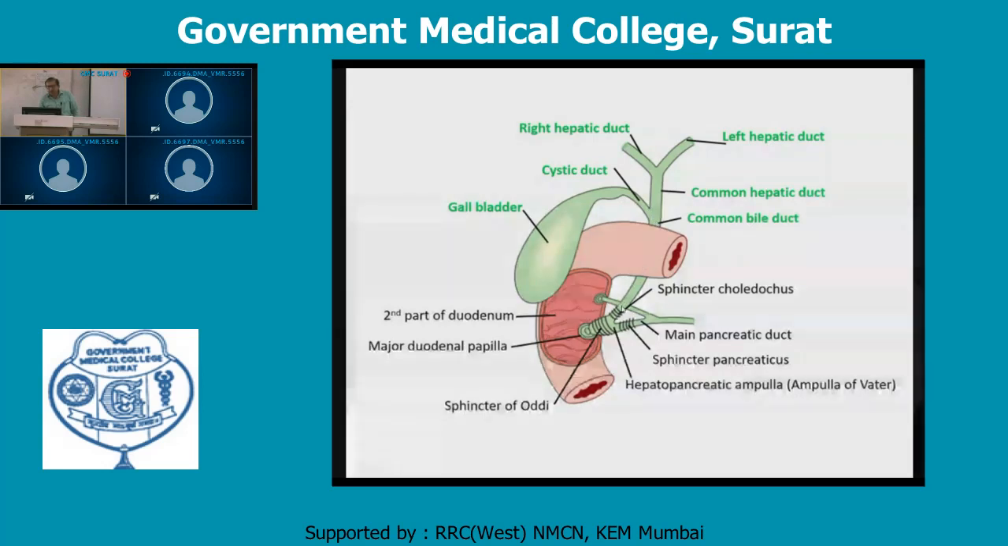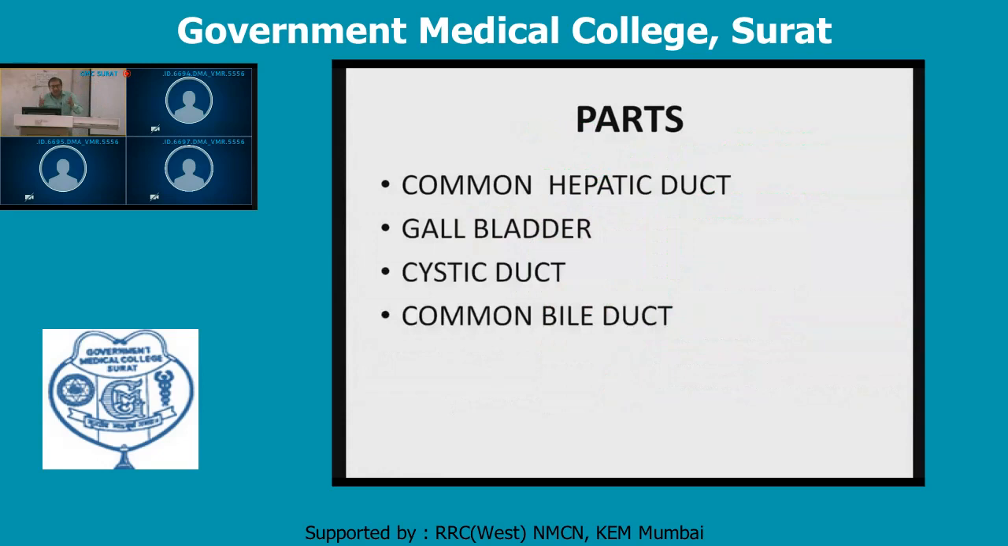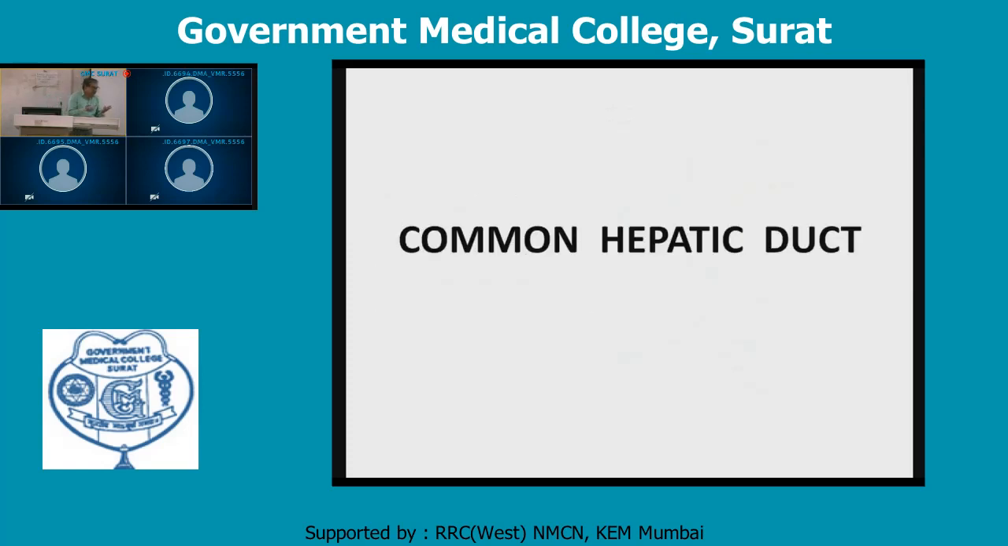So now we are going to focus on the extrahepatic part of the biliary apparatus. These are the components of the extrahepatic part, as I already explained: common hepatic duct, gallbladder, cystic duct and common bile duct. Now we will go through each of these parts one by one to complete our lecture. First let's start with the common hepatic duct.